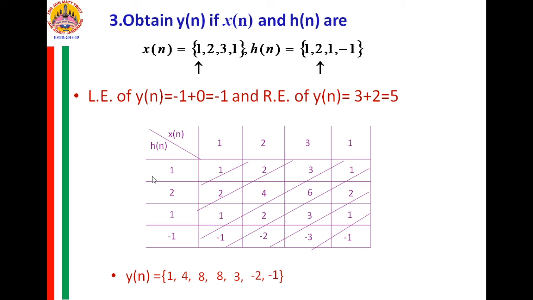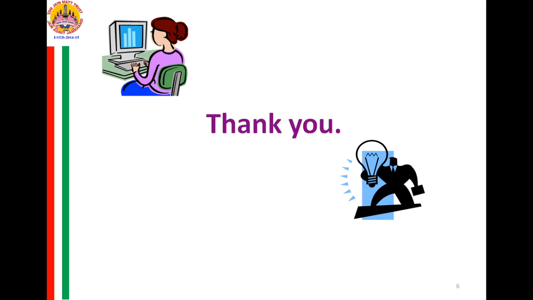Now the origin: yn starts from y of minus 1. This is at n equal to minus 1, and this is the origin. So let us mark that. Okay, I hope that you have understood and enjoyed this tabular method of finding the convolution sum.